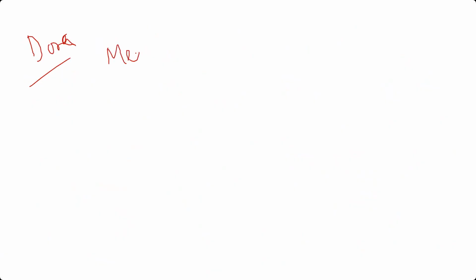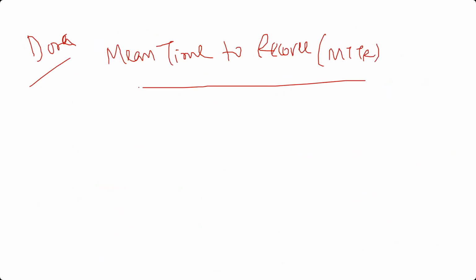called mean time to recover, which is MTTR. Okay. Mean time to recover is the time it takes to restore the service after any failure. Okay. So imagine you have a shopping cart.